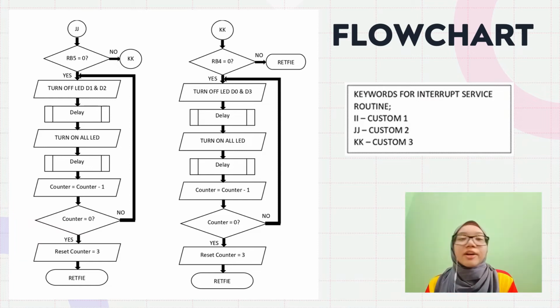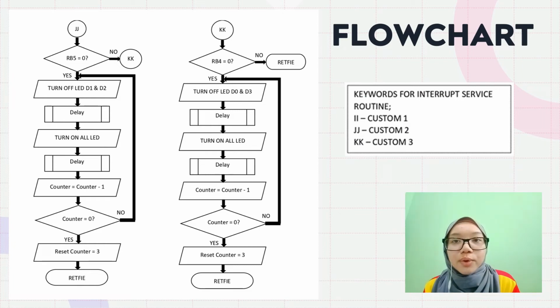So what if RB5 is not equal to 0? If RB5 is not equal to 0, we will move to the next program, which is custom 3. At custom 3, we'll check if RB4 is equal to 0. If RB4 is equal to 0, we turn off the LED at D0 and D3 and have a delay routine, and then turn on all LEDs again and have the delay routine, and then decrease the counter by 1 until the counter equals 0. If the counter is not equal to 0, we will keep decreasing.